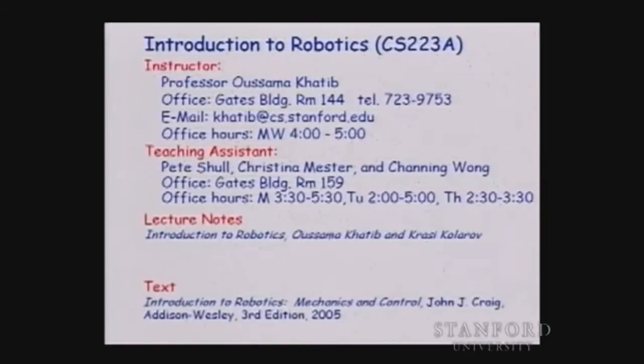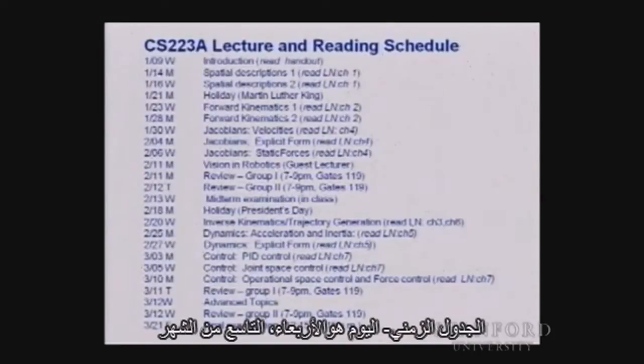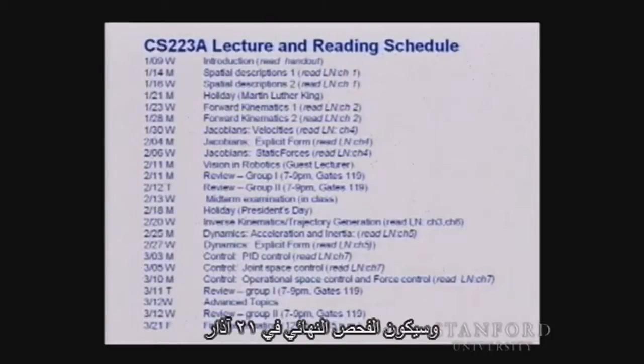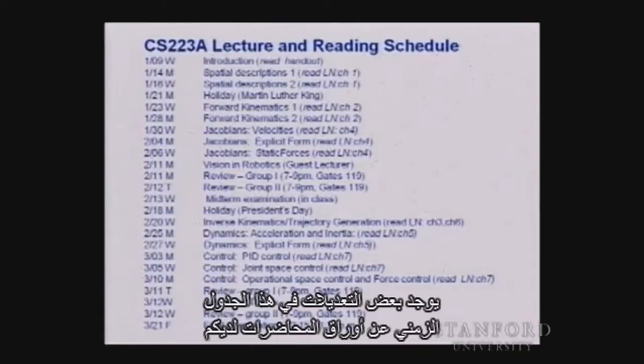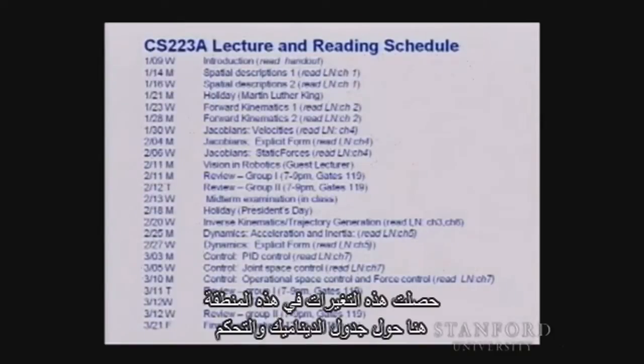So let's see the schedule. We are today on Wednesday the 9th, and we will go to the final examination on March the 21st. There are a few changes in this schedule from the handout you have, and we will update these later. These changes happen just in this area here around the dynamics and control schedule.